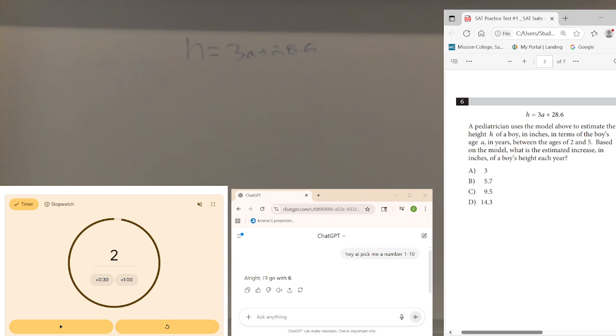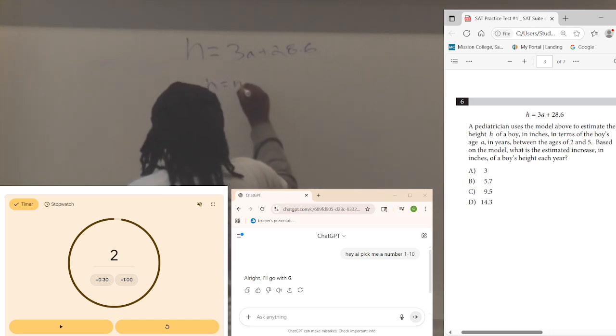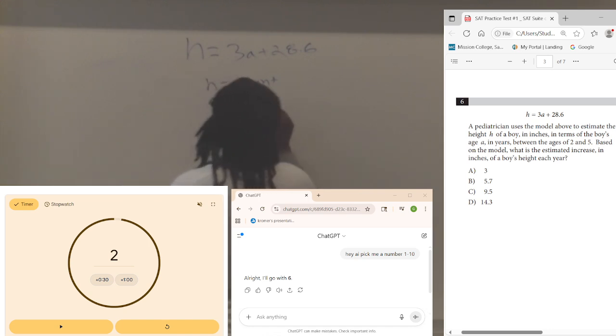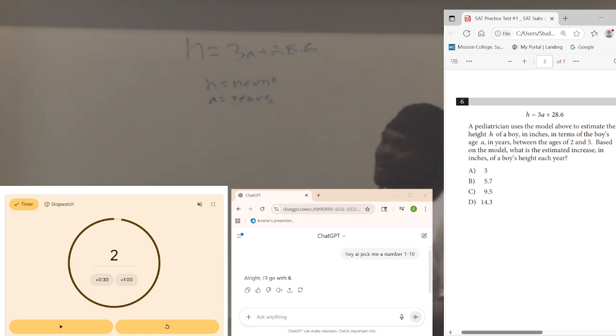Now, we need to understand and identify what the variables in this equation are, right? We have H and A, which we don't know, except it's already told in the problem. Estimate the height H of a boy in inches in terms of the boy's age A in years. So let's go ahead. We got H equals height, A equals years, between 2 and 5, right? Now, some people may be a little bit confused, like, what exactly am I solving for? What exactly am I trying to find?